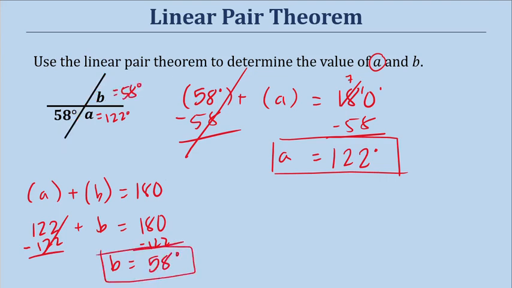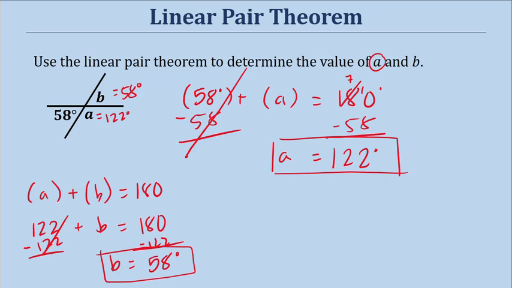This is going to lead us to something called the vertical angles theorem, which we'll explore in a different video, where we have two lines that cross each other, creating angles that are the same. This is 58 degrees, and B is also 58 degrees. And the reason is because they both form a line with A. And if they form a line with the same angle, they have to be the same to make it work.